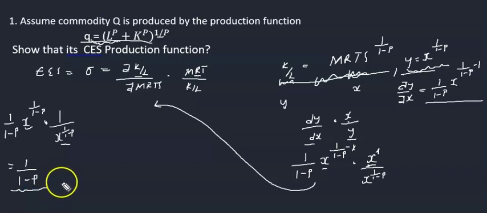So we can therefore say that this is a CES production function, because in here we don't have L or capital, which is K. Therefore, it shows us that it's a constant elasticity of substitution production function. Let's go on and work on question 2.